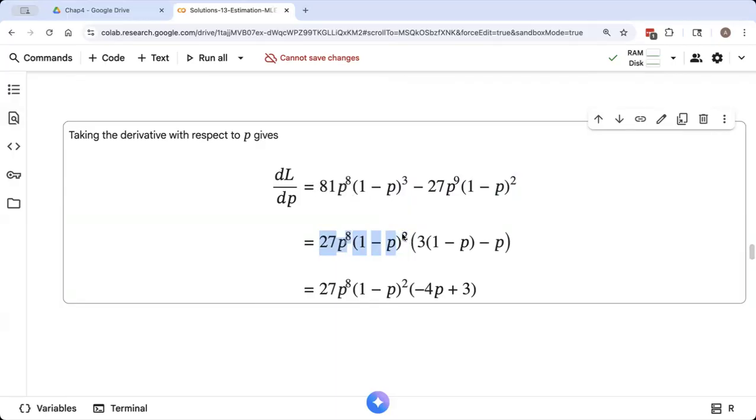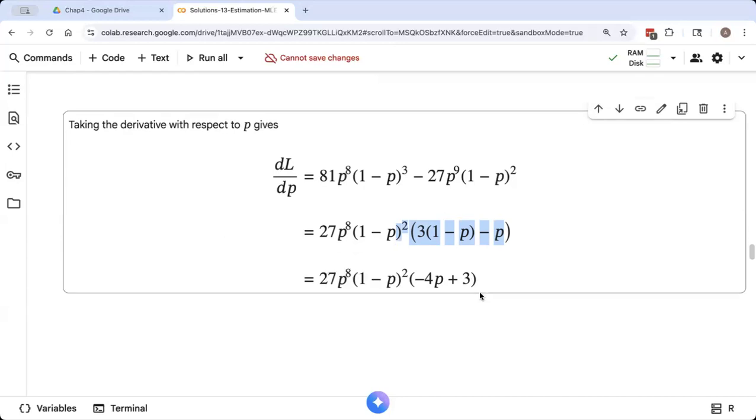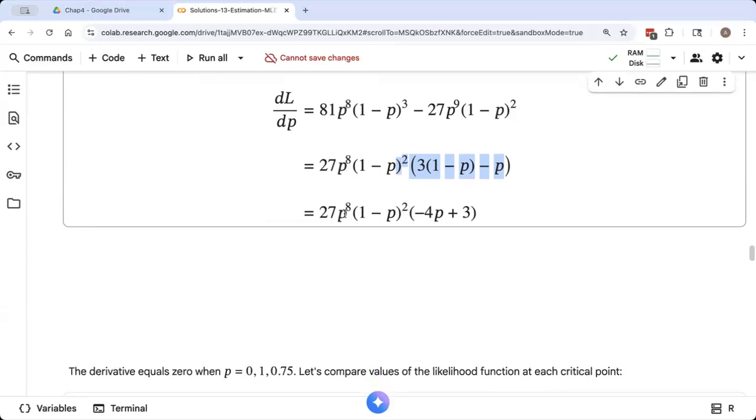And what's left over from the first term is 3 times (1 minus p). And from the second term, we have one factor of p left over. And then we can simplify this factor to minus 4p plus 3. So the derivative factors as a polynomial. We've got 3 factors. So this derivative is going to equal 0 when p is equal to 0, when p is equal to 1, or when p is equal to 3/4 or 0.75. So those are the critical points for our likelihood function.